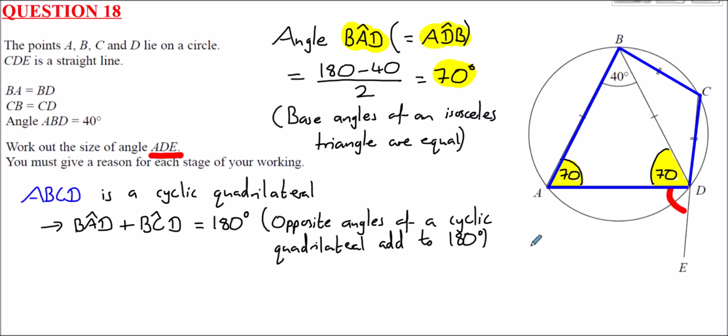Now, we already know what angle BAD is. We worked out that angle BAD was 70 degrees. So, angle BCD, which is this one here, is going to be 180 minus BAD, which is 180 minus 70 therefore. So that's going to be 110 degrees. So we can label in that one's 110. And now we're hopefully, as you can see, getting quite close to solving this problem.